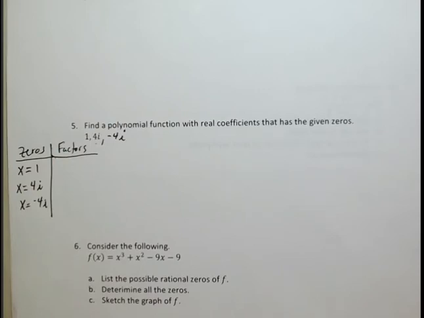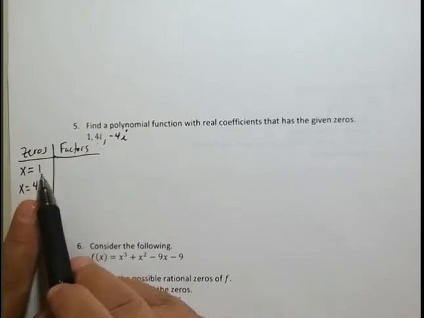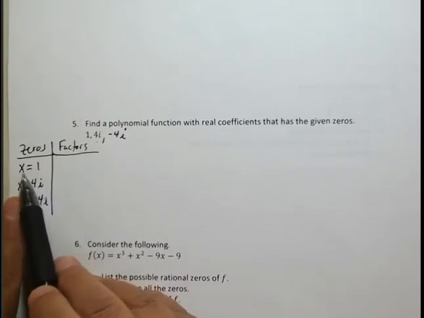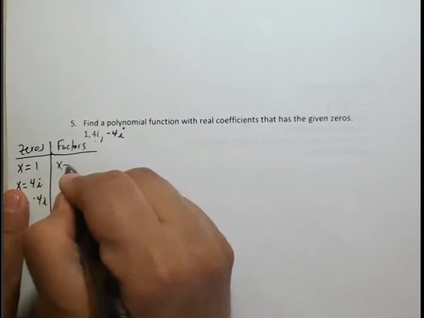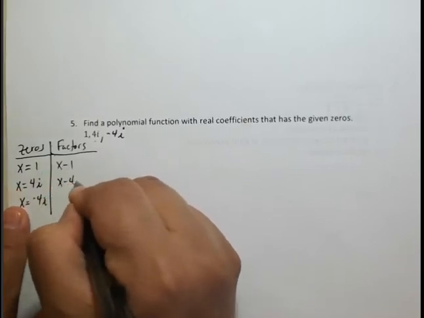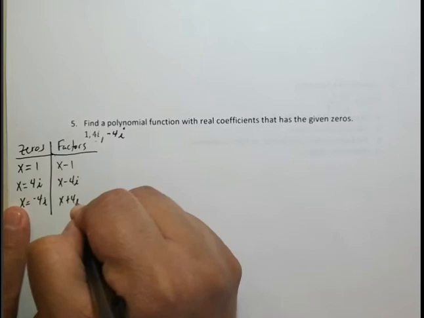Then you need the factors. So the factors is just moving the 1 to the left side. So we get x minus 1, x minus 4i, and x plus 4i.